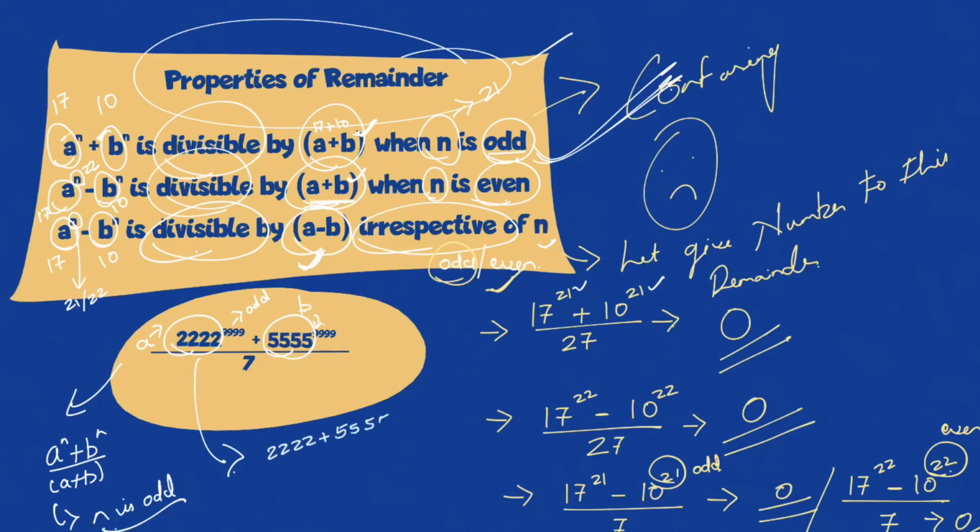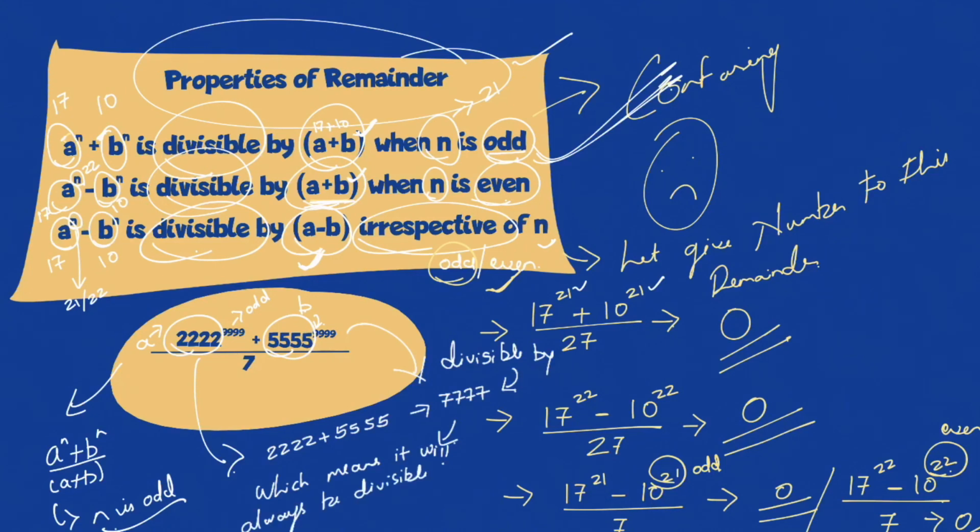Okay, what is my a? 2222. What is my b? 5555. So this will always be divisible by 7777, which is a plus b. Okay, so this numerator will always be divisible by 7777, which means it will always be divisible by 7. If some number is divisible by 7777, obviously it is divisible by 7. So what is the answer to this? Then the remainder for this has to be what? 0. Okay, and that's how you apply the property of remainders.